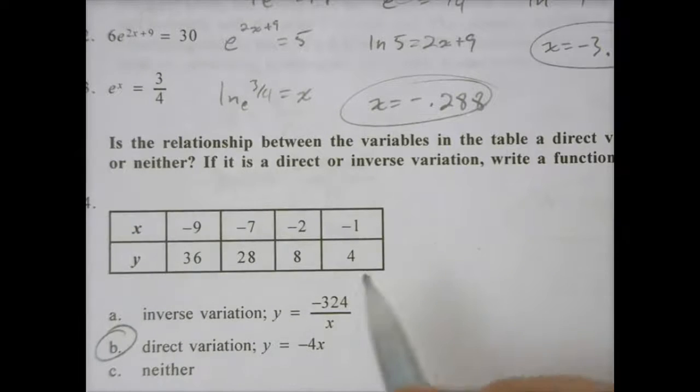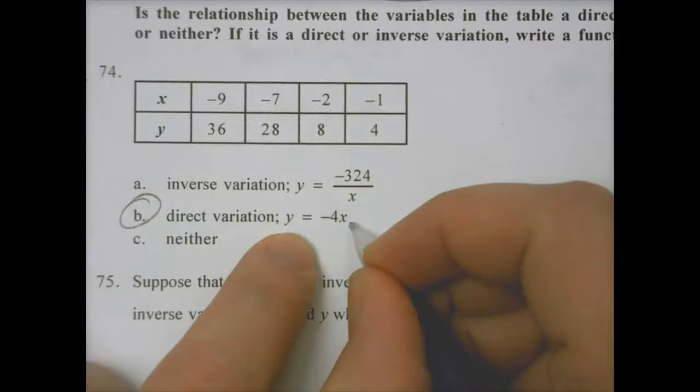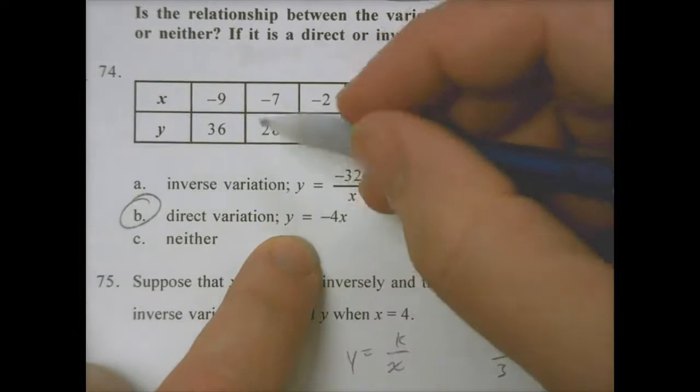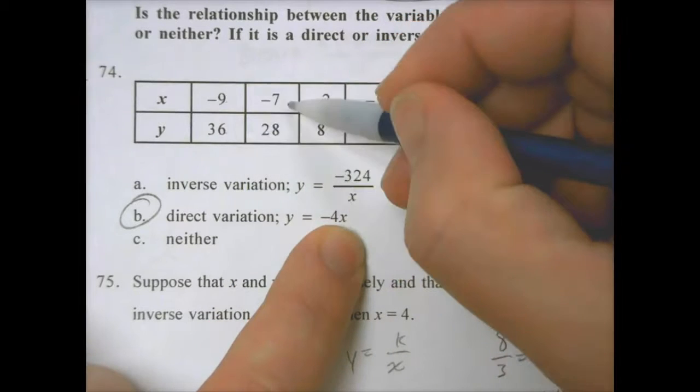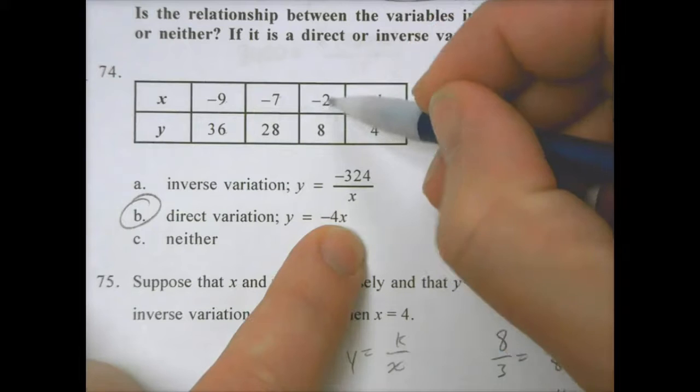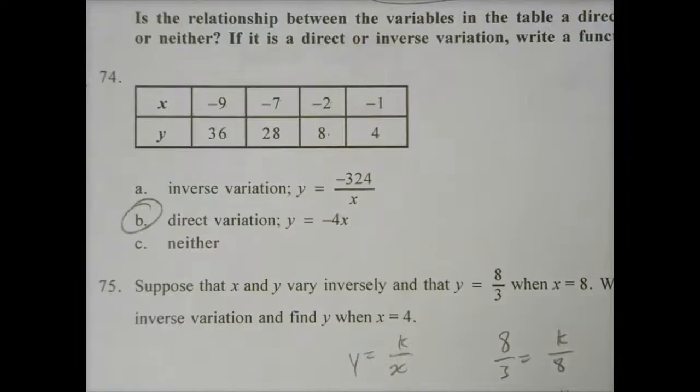Here, is this direct, inverse, or neither variation? Just looking at our equations, y equals negative 4x. Does that make sense? Well, if I take all of my x values and multiply them by negative 4: negative 9 is 36, times negative 4 is 28, times negative 4 is 8, times negative 4 is 4. Hey, well, that's my answer. I'm not going to worry about any other option.